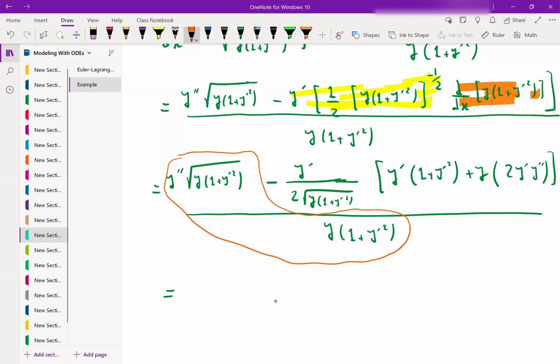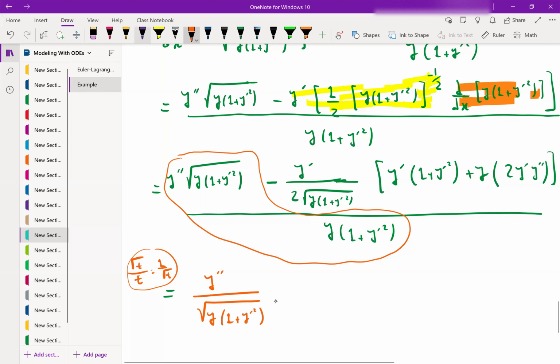This guy, I have a square root of a quantity on top, that quantity on the bottom. That gives me the square root of that quantity on the bottom. A square root of t divided by t is equal to 1 over a square root of t. That is what's happening for that term. So I will get y double prime divided by a square root of y times 1 plus y prime squared. All right. And now I'm going to focus on this part.